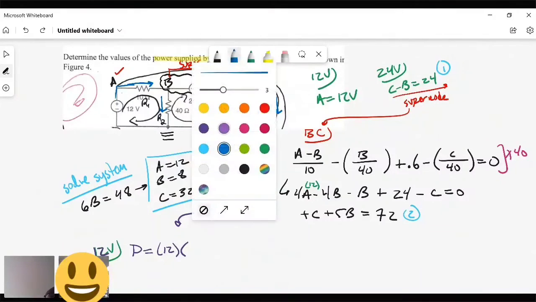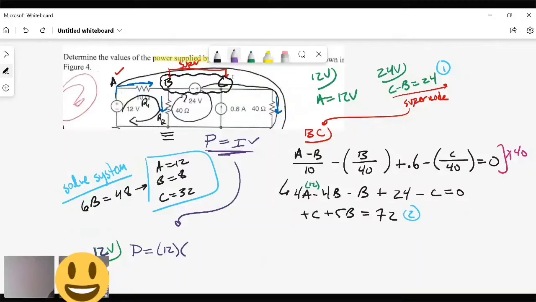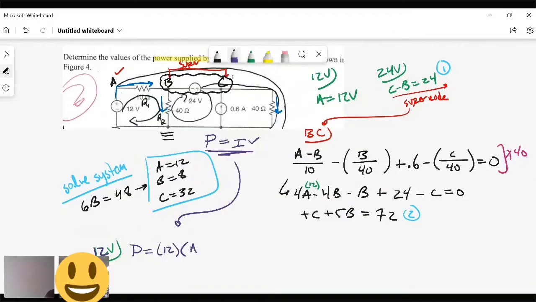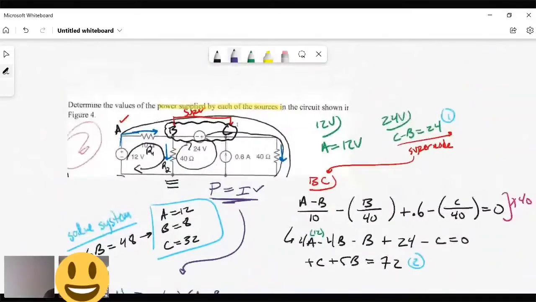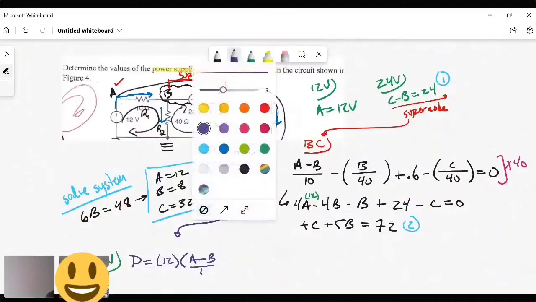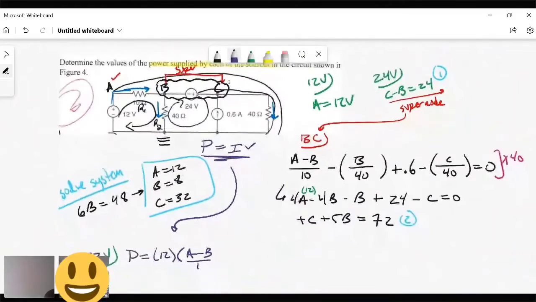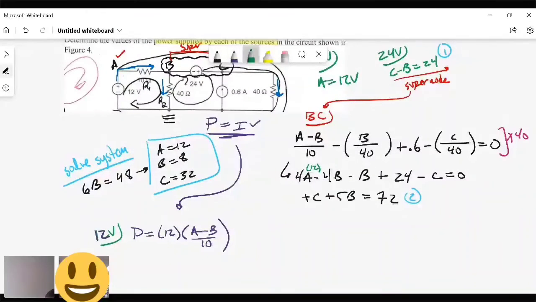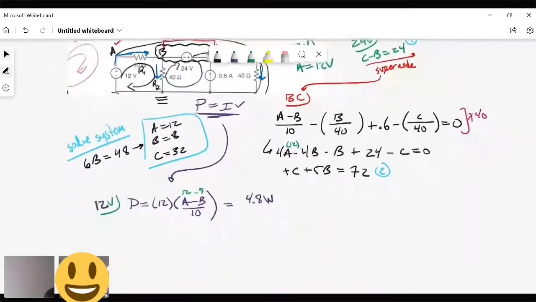So we're going to use the current representation being, say it. It would be the numerical value A minus B over 10. Yup, that's exactly right. A minus B over 10, because we found both of them. Over 10. A is 12, B is 8. So that's 4 over 10. So that's going to be 48 over 10. Oh, it's just 4.8 watts. Dope. Same exact process for all three.